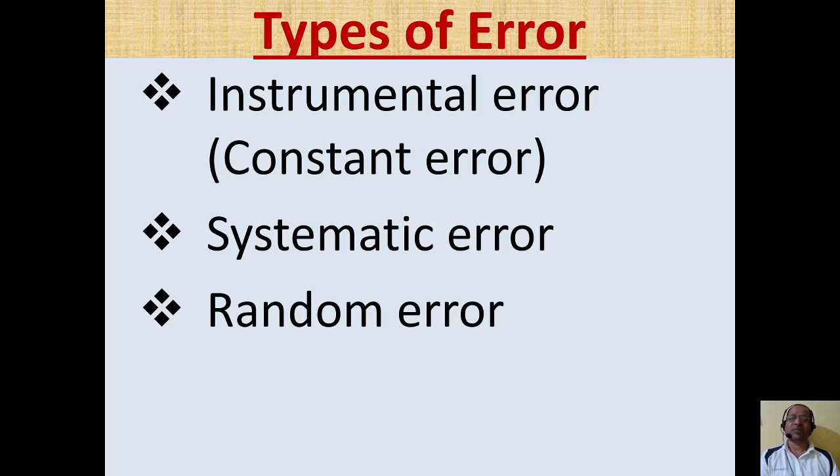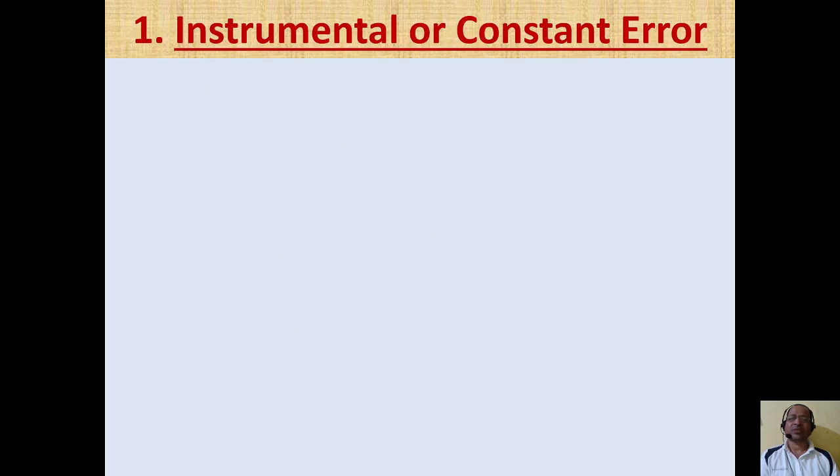Let us study one by one all the three types of error. The first one is called instrumental error or constant error. As the name indicates, such type of error occurs because of use of a faulty measuring instrument. If the instrument which we are using for the measurement itself is faulty, then such error occurs in the measurement. And if we use the same measuring instrument next time, the same error follows, and that's why these are called constant error.